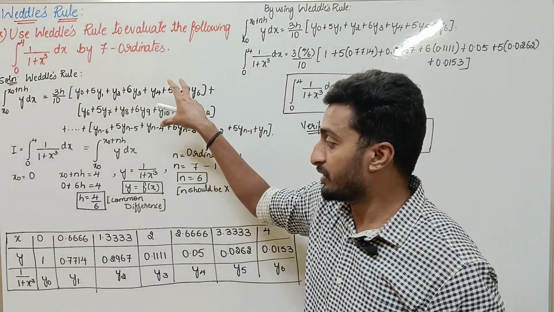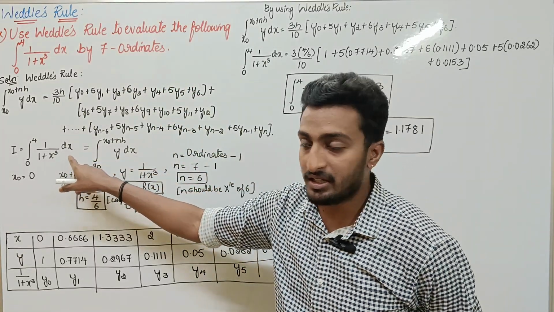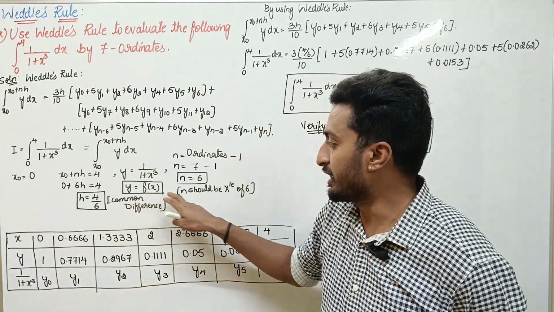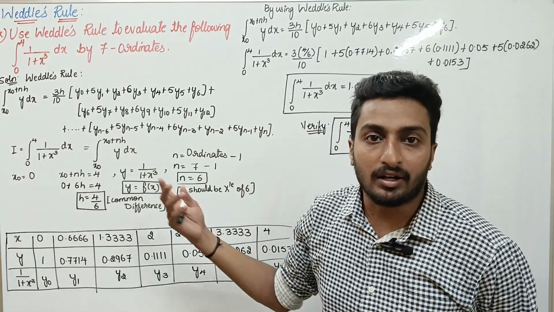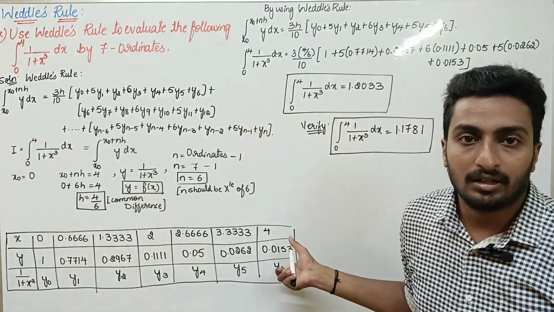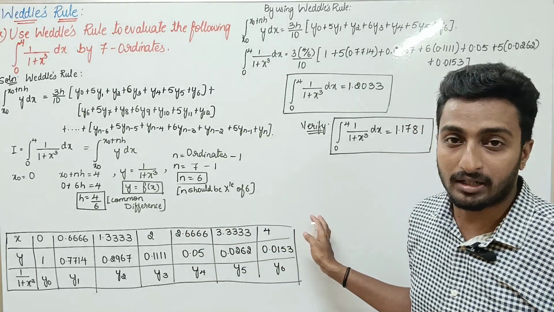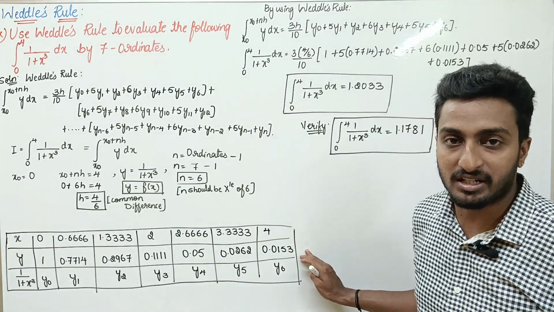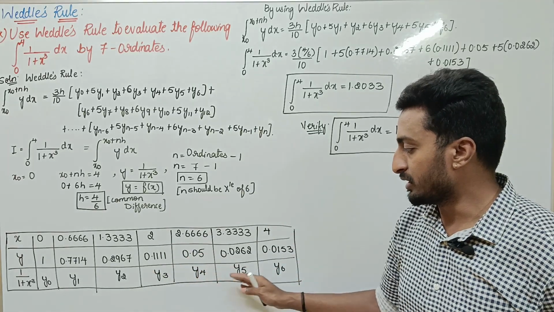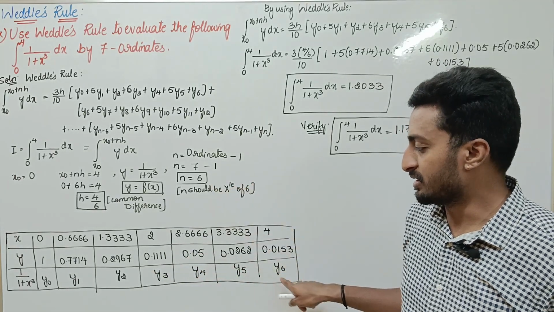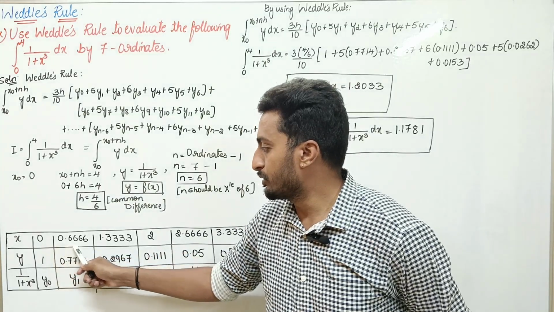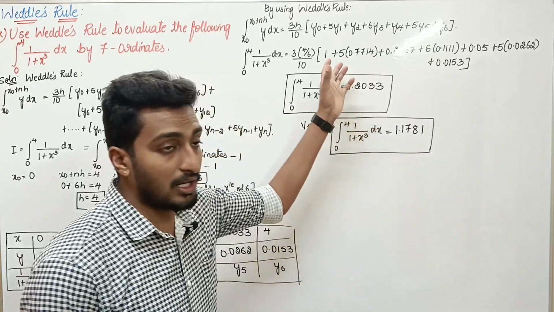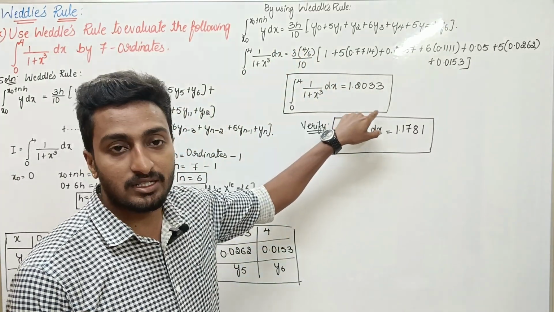First we are supposed to represent Weddle's rule. After that, represent the integral function, and represent the terms one by one: x0, h, y equal to f of x, and n. Considering this, represent the tabular column, that is the interval, and corresponding to this interval, represent the function values y0, y1, y2, y3, y4, y5, y6. What is n? 6. But ordinates are 7: 1, 2, 3, 4, 5, 6, 7. Now represent the formula, simplify the terms, represent the solution.